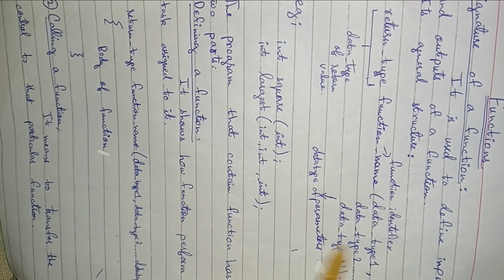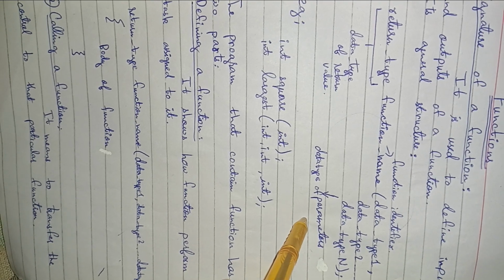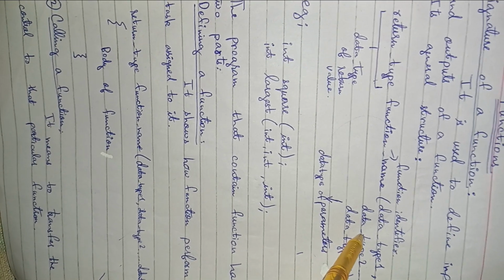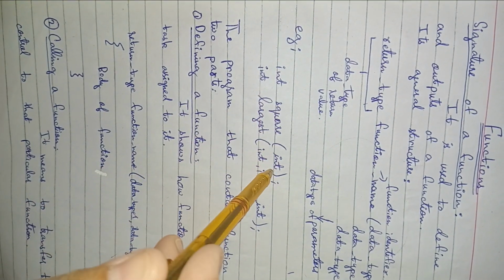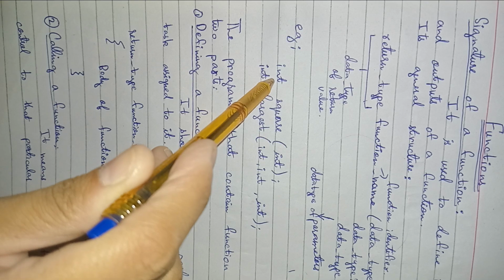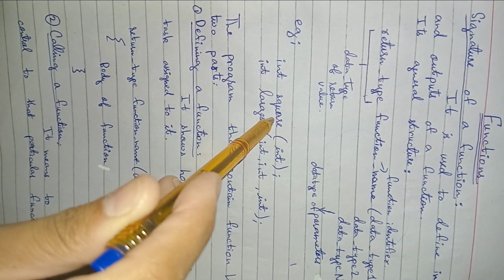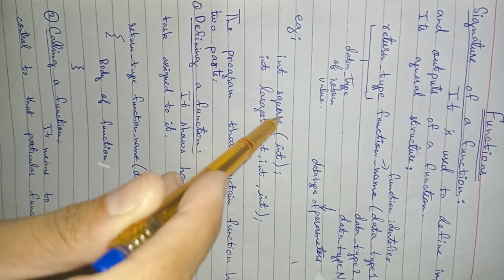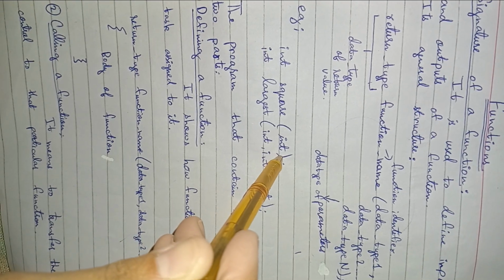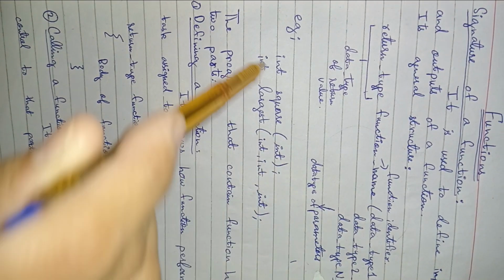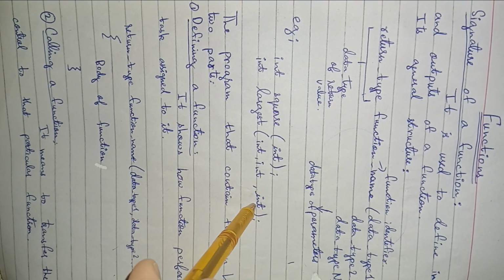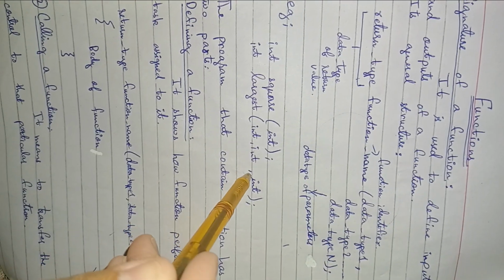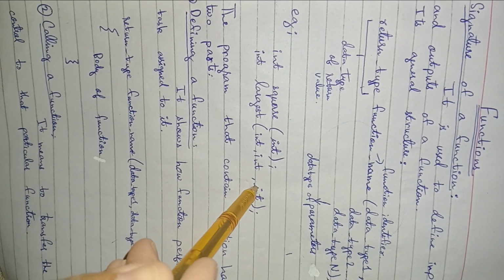So you see we can have more than one input in a function, right? So we see an example of it: int square(int). Here you see int is the data type of the return value, square is the name of the function, and int is basically the data type of the parameter, right? And int largest, and there are three inputs in it. So as I explained to you, a function can have more than one input in it, right?